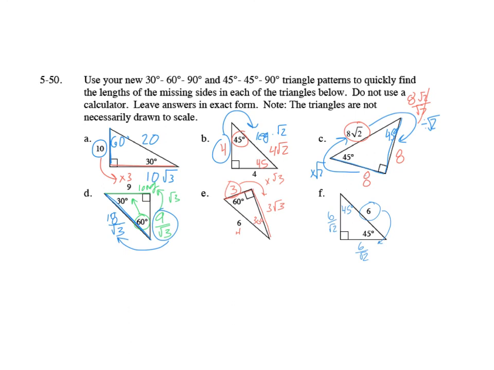It's just these special relationships of 45, 45, 90 and 30, 60, 90 triangles. Again, these are merely used to help us find shortcuts within right triangles, and we call these special right triangles. And so this is something that's going to continue to pop up later in your math classes as well.